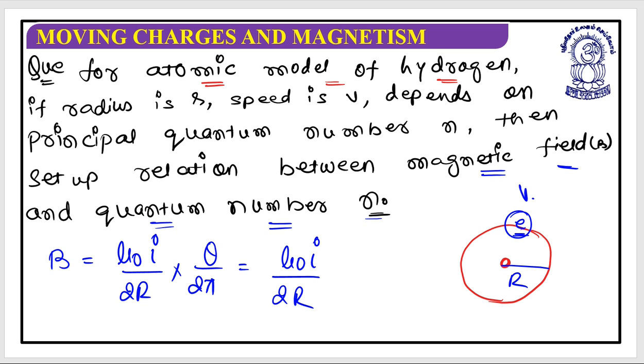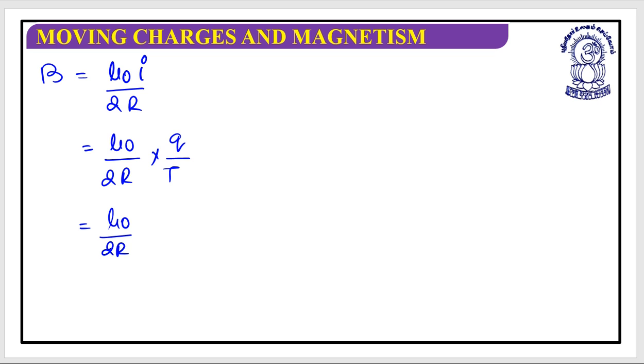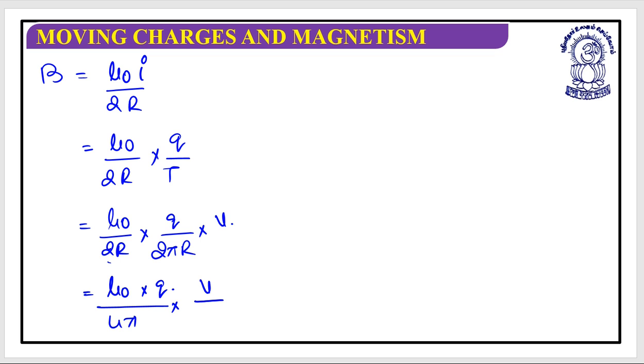Here the current has been developed by this electron, so this could be written as B equals mu naught I by 2r. This is mu naught by 2r multiplied by I, which could be given as q by t, and when I write the t, it's mu naught by 2r multiplied by q into t, which could be written as 2 pi r by v. Yes, we have recently used all these relations. So this is mu naught into q divided by 2 into 2 pi, that's 4 pi, multiplied by v by r square. This is the magnetic field.